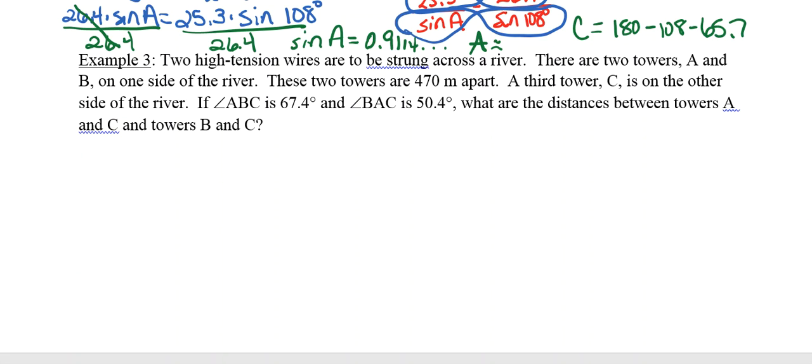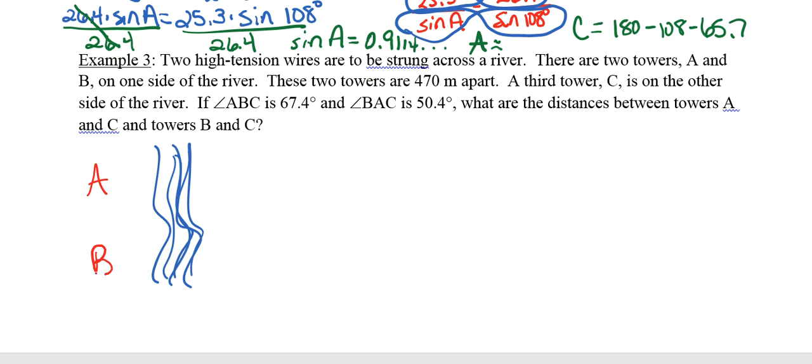So let's go ahead and draw so we can see what's going on. So here's my river. It says 2 towers A and B are on one side of the river. Tower C is on the other side. Let's go ahead and create the triangle between them. The 2 towers are 470 meters apart on the same side. The third tower we don't know anything about.